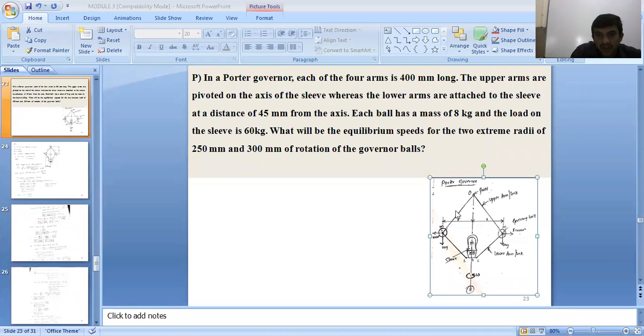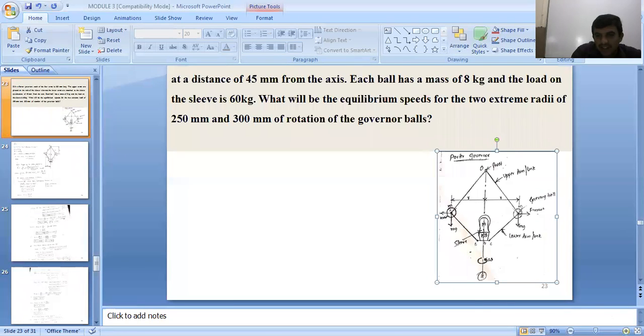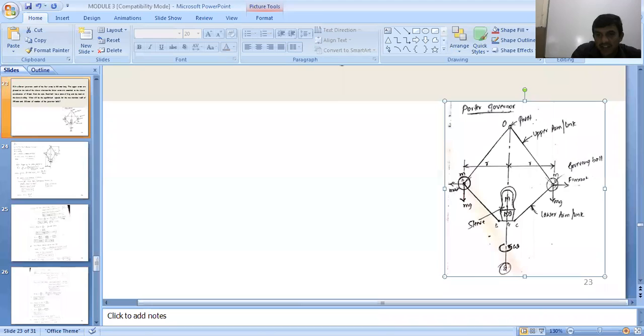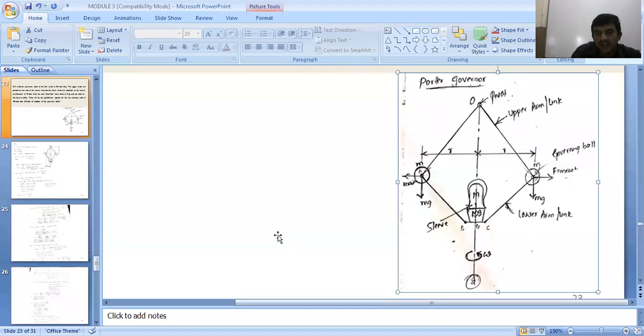A figure, you only write the figure. The sketch you should write. It is a Porter governor, you write the sketch. Yes, now it's visible.